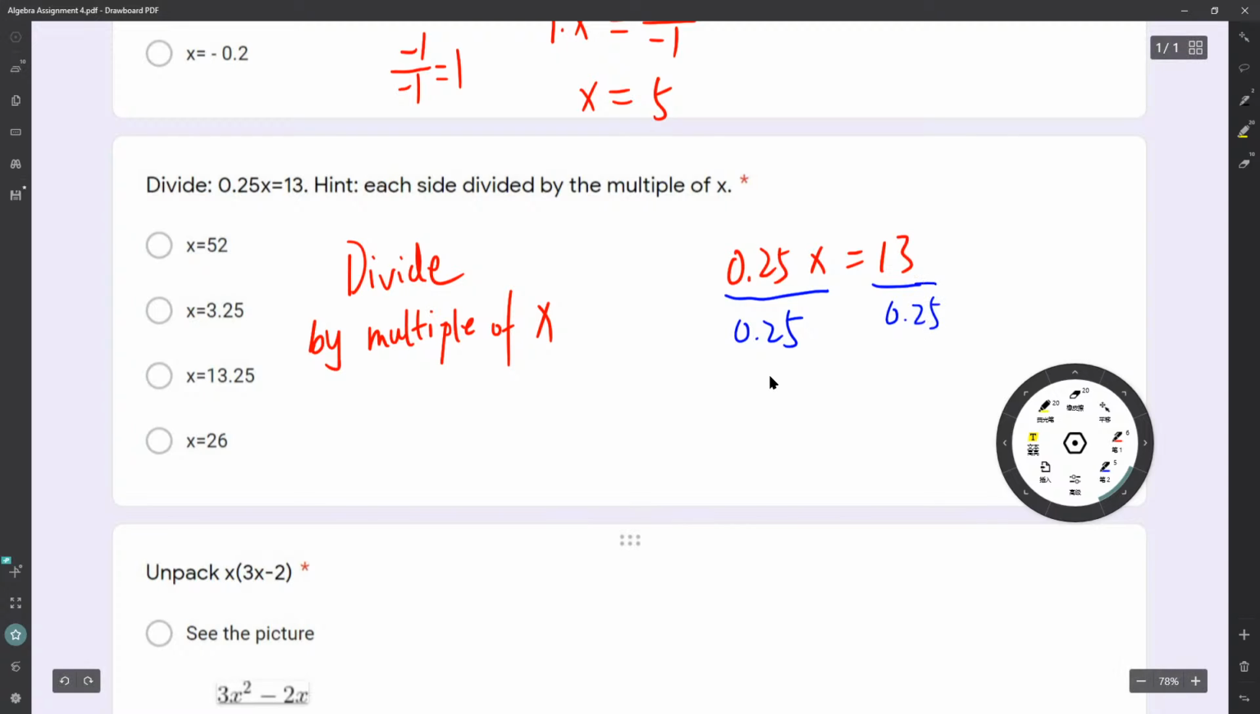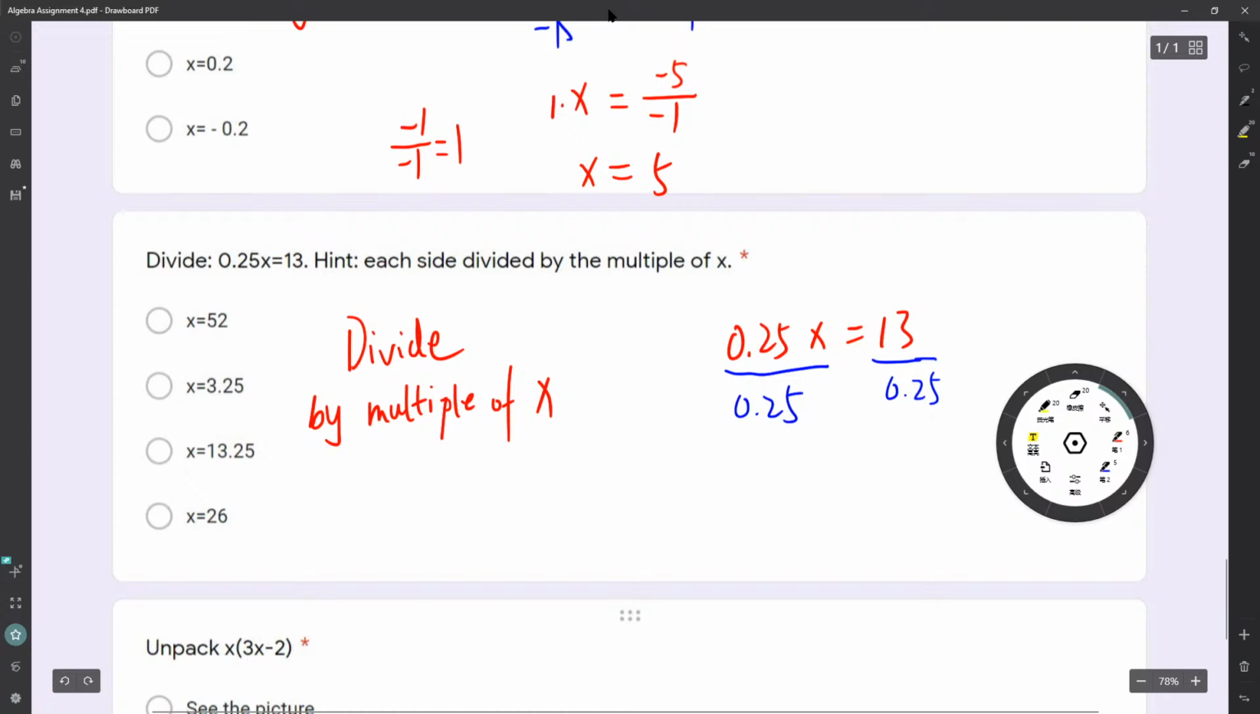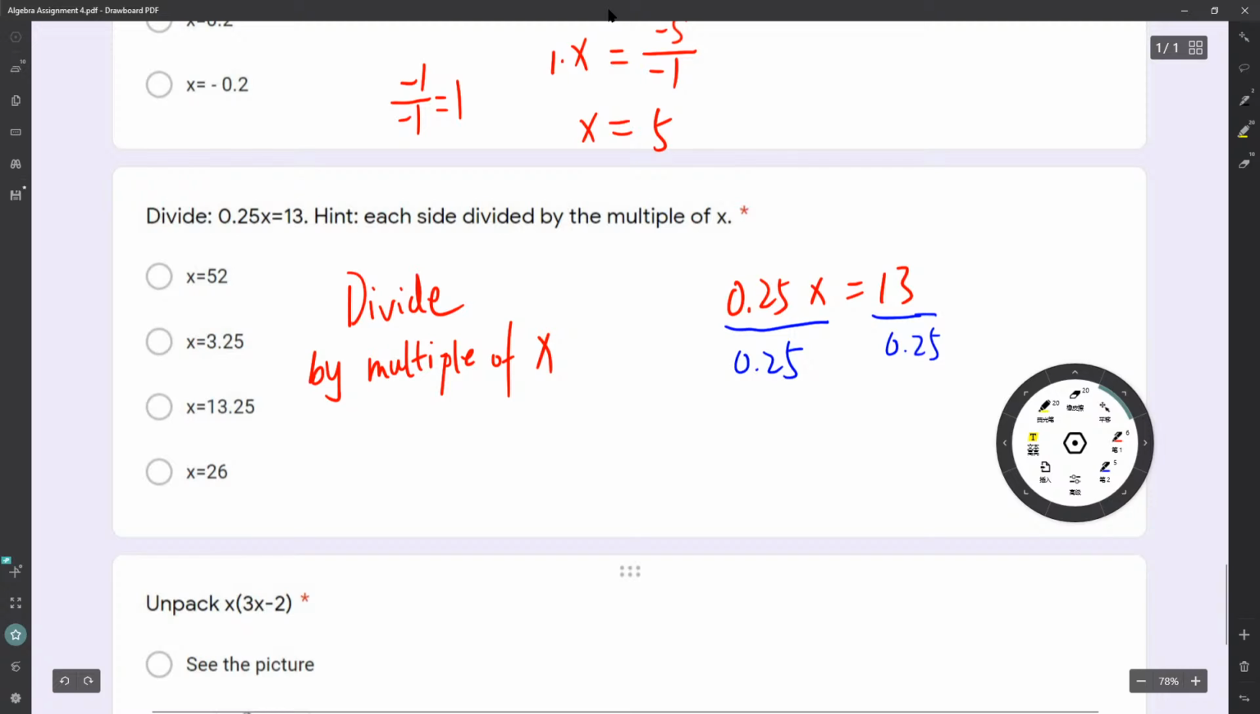So some students might be stuck here. They will be, oh, 0.25, that's a decimal. Like, I don't know how to divide by a decimal. So then they will probably try to divide by 4 or something, or they start multiplying. So you're kind of lost here. So remember the principle. We divide by the multiple of x. The multiple of x can be anything. It can be like in the previous question, a negative number, or here a fraction, whatever number. I don't care. I just divide by the multiple.